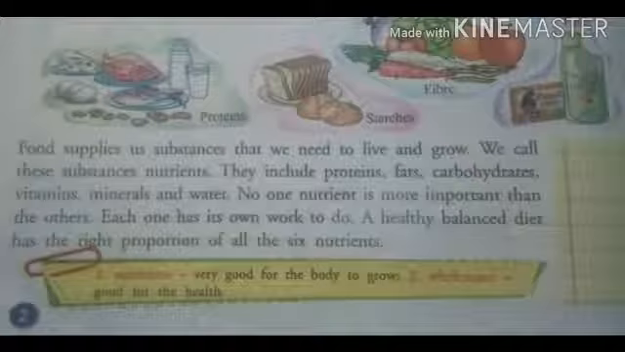No one nutrient is more important than the other. Each one has its own work to do. A healthy balanced diet has the right proportion of all six nutrients. Food is the only source which gives us the important substances called nutrients. So how many nutrients are there? Six nutrients. Which are those?